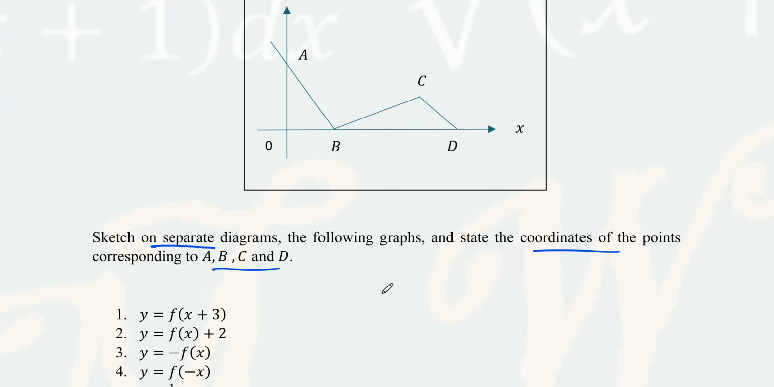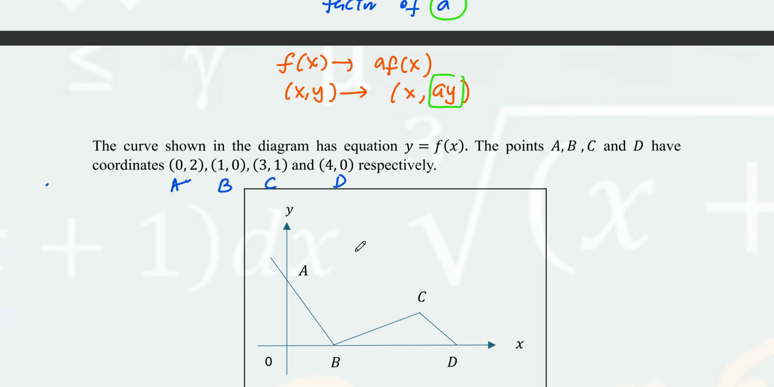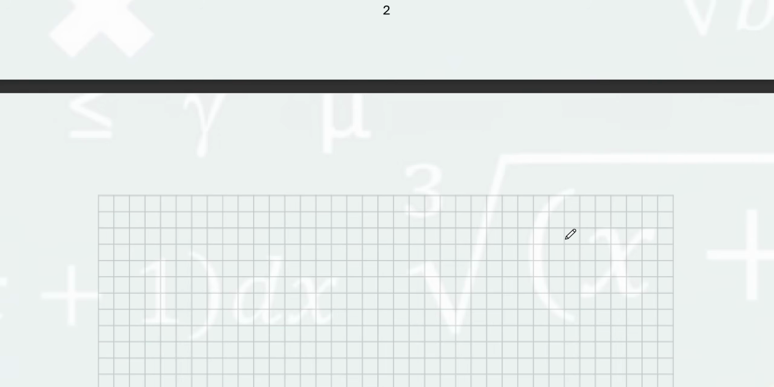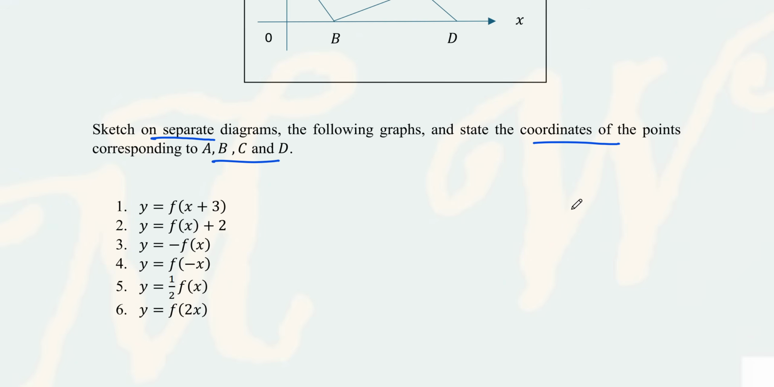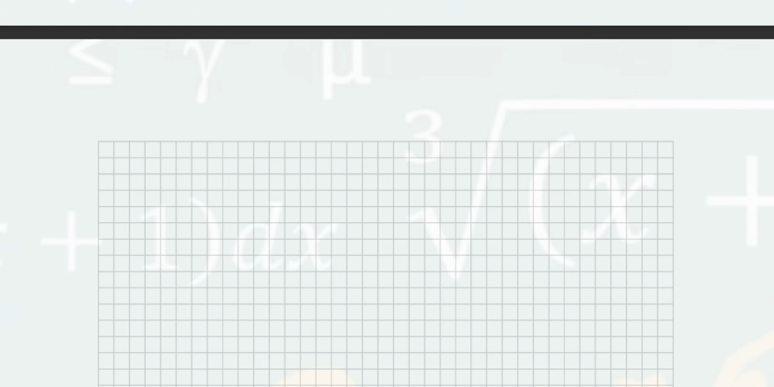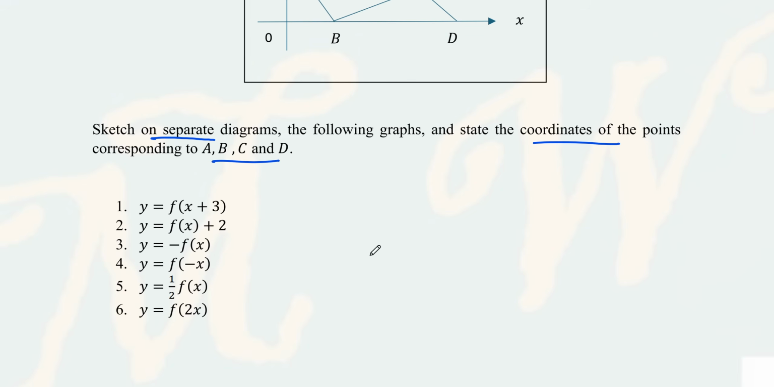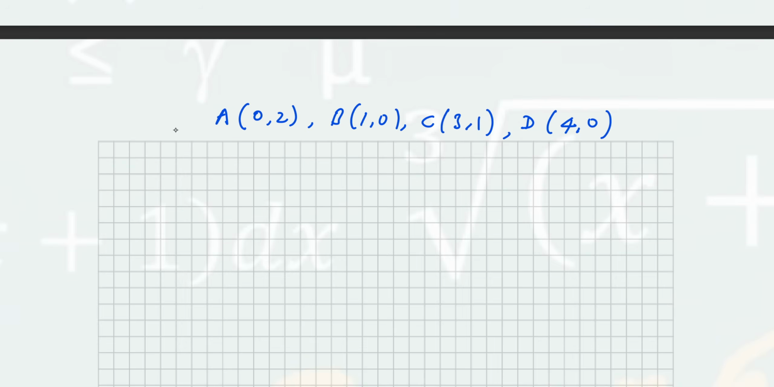Now the first one is y equals f(x) plus 3. Firstly, I will write down these 4 coordinates so that I can join the 4 points and get the original graph. So my A equals (0, 2), my B is (1, 0), C will be (3, 1), and then D will be (4, 0). Okay, so the first one is y equals f(x) plus 3.